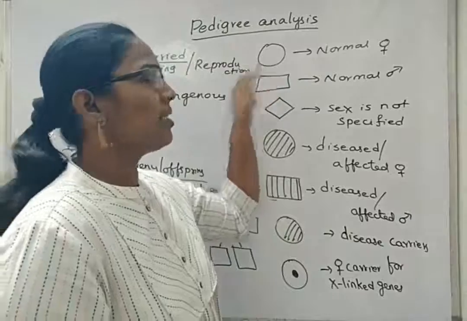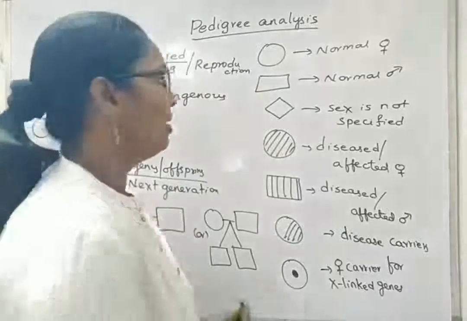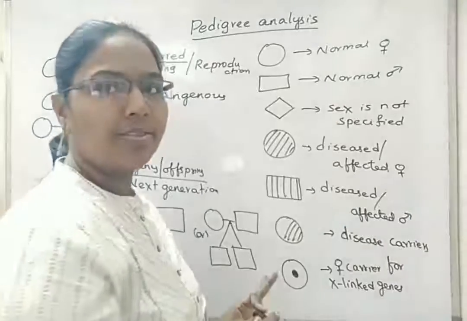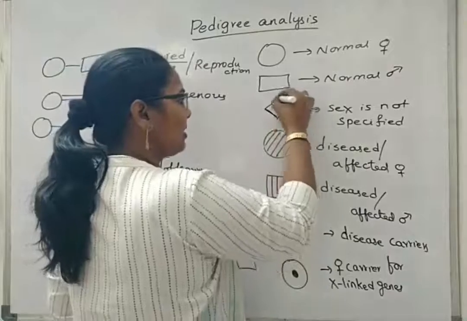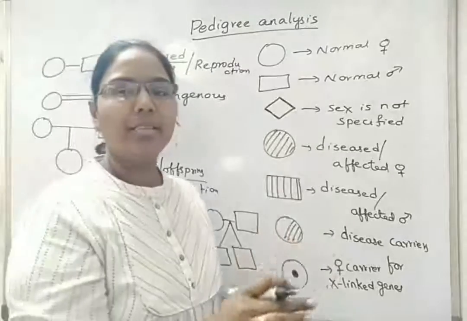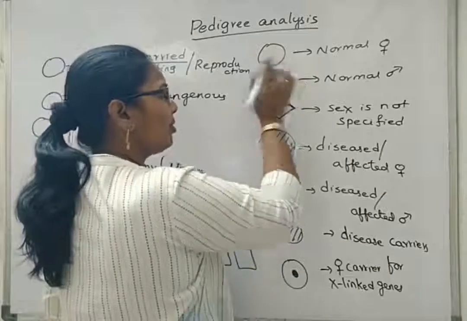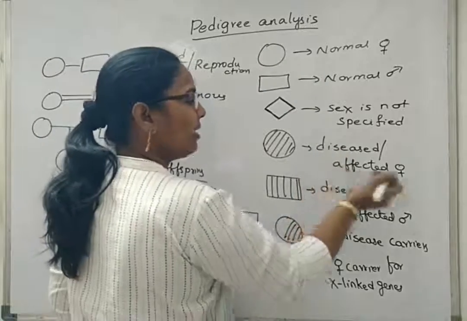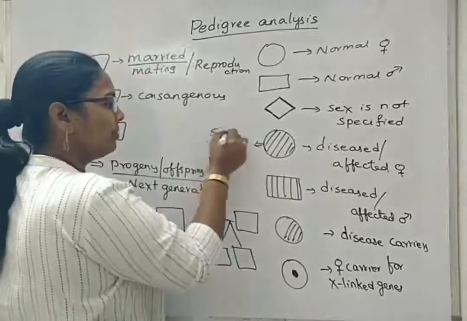If a circle is represented like this, empty, without any shading, then it is considered a normal female. A square or rectangular box which does not have any shade is considered normal, meaning a normal male. If the box is like this, half bent, then in that pedigree chart the sex of the organism is not mentioned. Next, if the circle of the normal female is shaded completely, then it is considered a diseased or affected female. Usually such circles are given a term like solid circle.